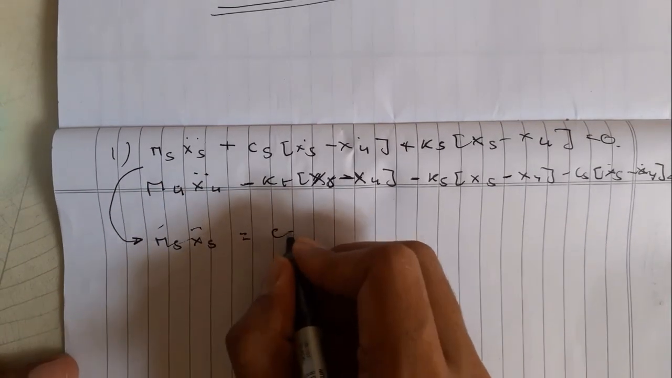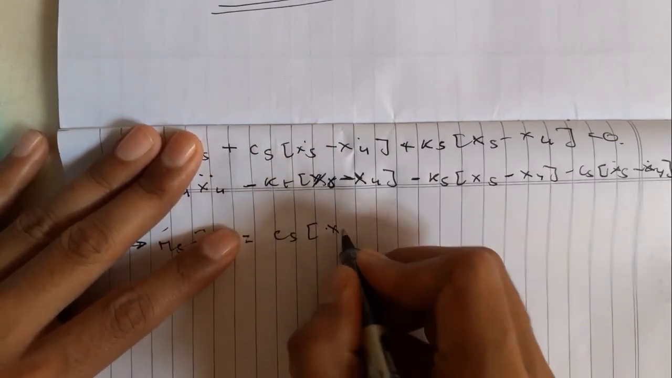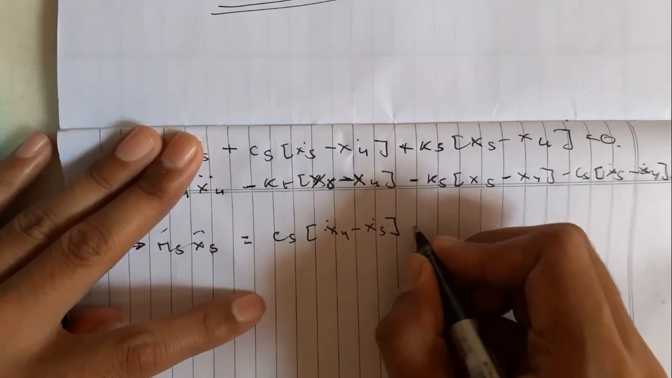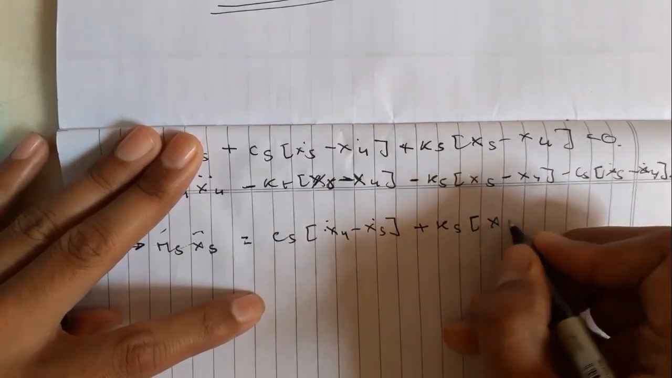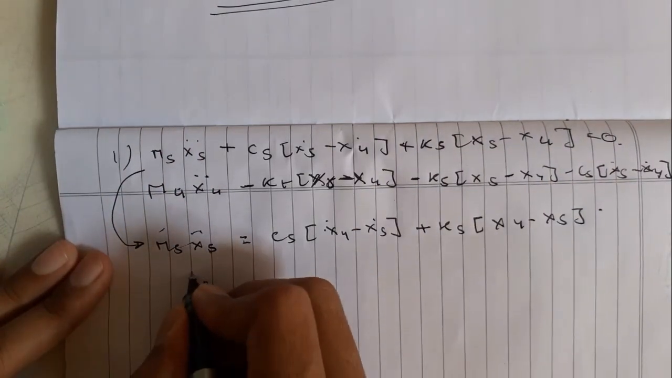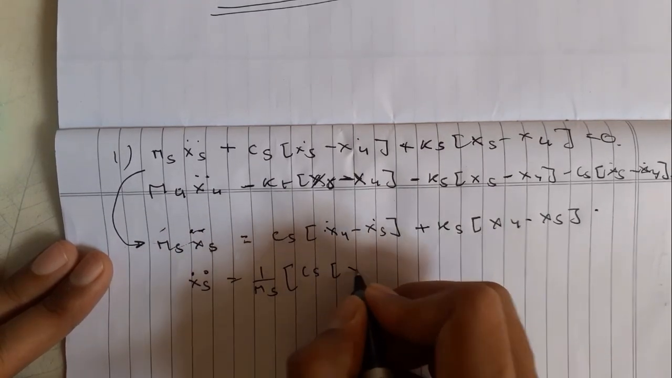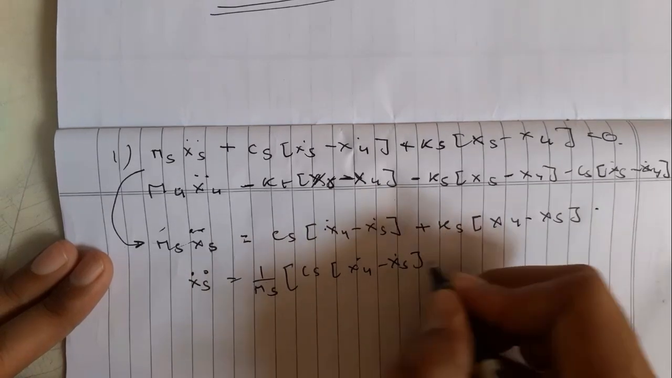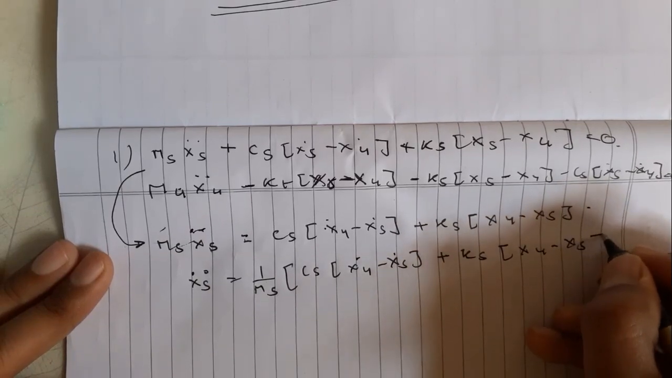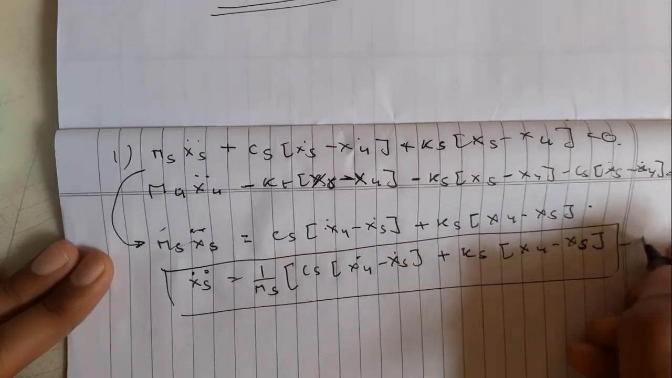So now we will develop the equation in the form of xs. What we will do is shift this to the right hand side: it is cs xu dot minus xs dot plus ks xu minus xs. So xs double dot will be 1 upon ms times cs xu dot minus xs dot plus ks xu minus xs. So we got this equation. Now this is a very important equation.